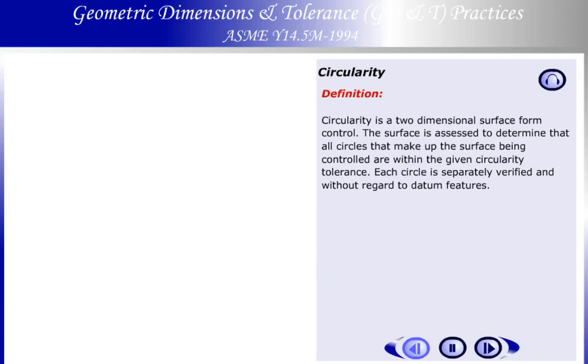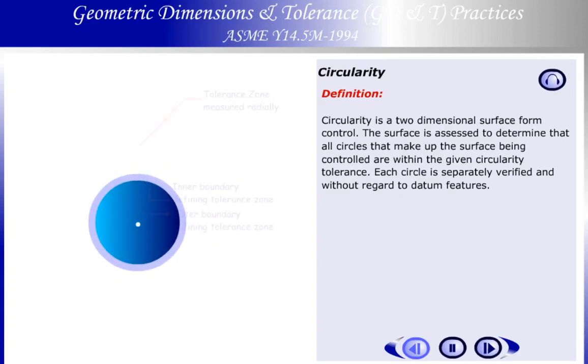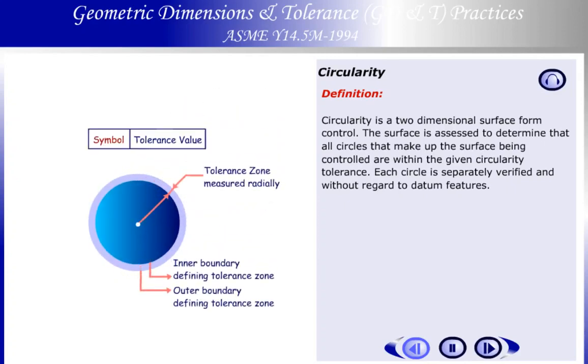Definition. Circularity is a two-dimensional surface form control.